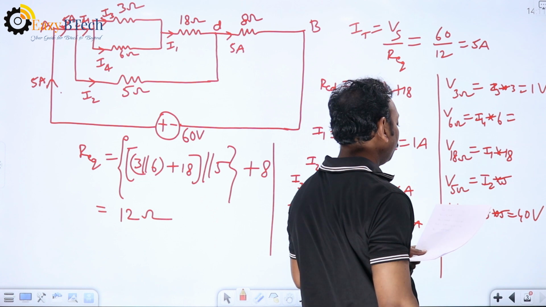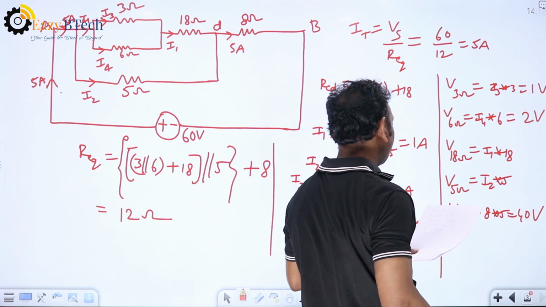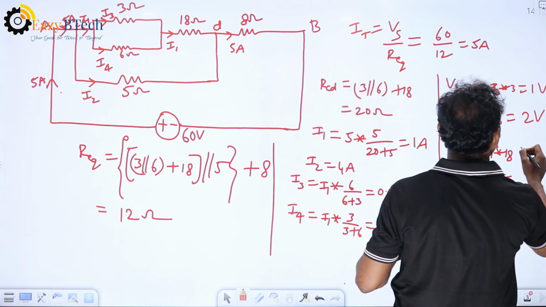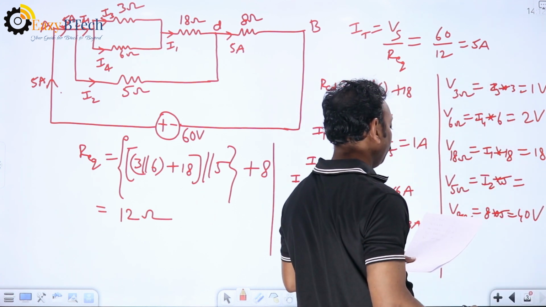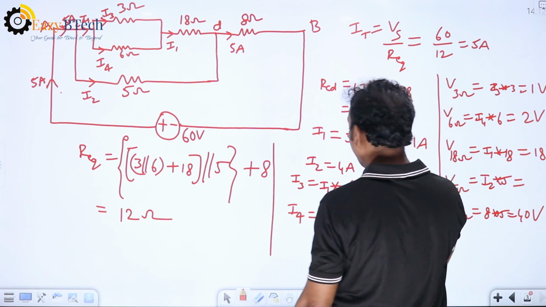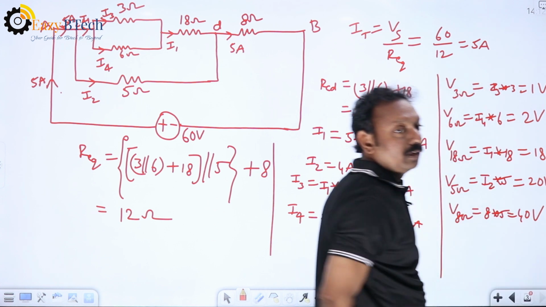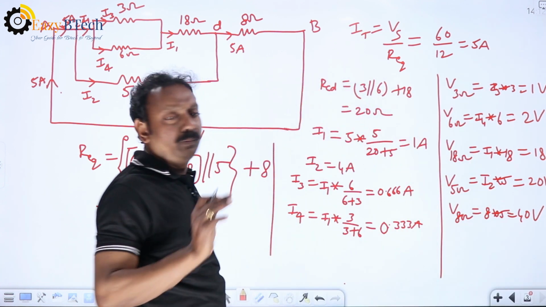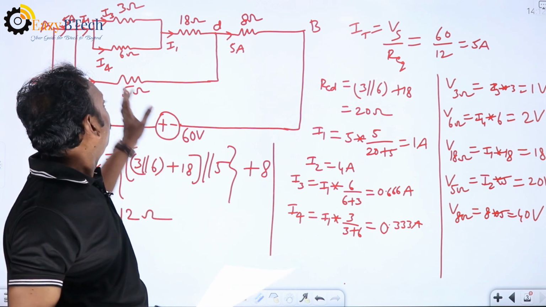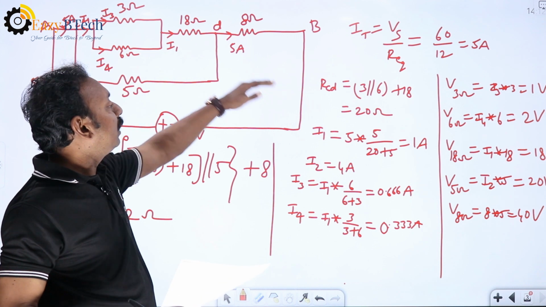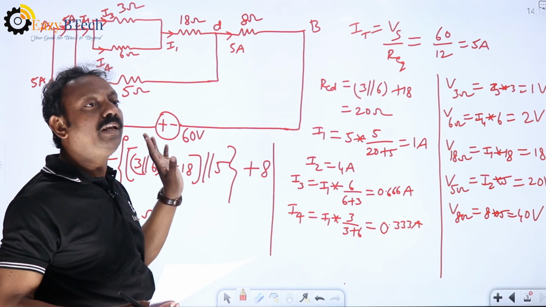Remaining values: voltage across 3 ohms is approximately 1 volt. Voltage across 6 ohm is approximately 2 volts. Voltage across 18 ohm, 1 into 18, you will get 18 volts. Voltage across 5 ohms, that is I2 you got 4 ampere, 4 into 5, 20 volts. That's all. So, the current division is very simple. First find the total current. When two resistors are in parallel, the current is total current into opposite resistance by sum of the resistors. Just follow this method. This is very simple.